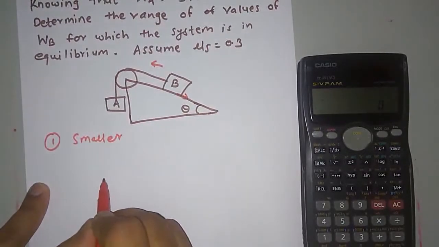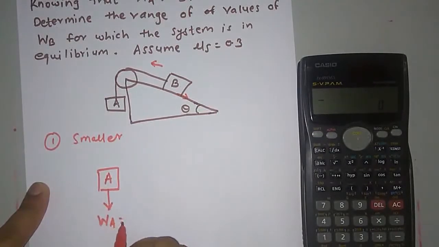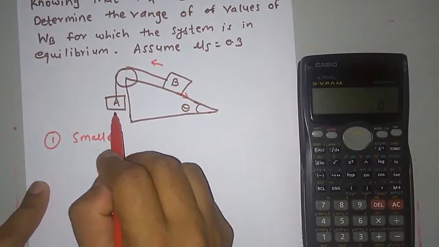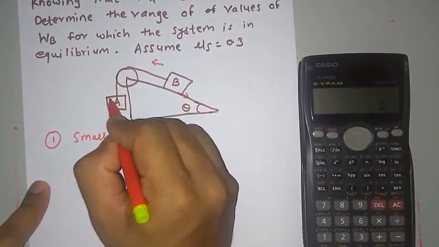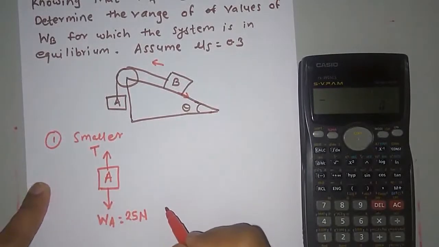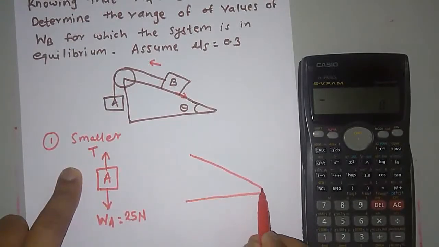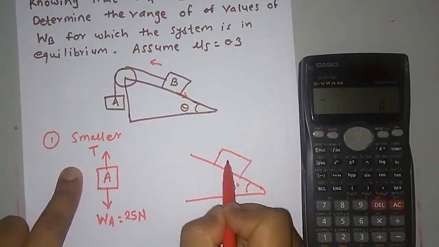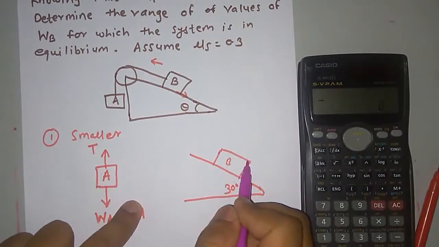Now consider block A. Its weight acts downward, that is WA, which is given 25 Newton. If you see this block A, it is in the air, not resting on any surface, so there will not be any normal reaction. Only tension, because the wire is attached, so tension will develop in this rope, denoted by T. Now coming to the inclined plane, this theta angle is 30 degrees. Here is block B. As we are considering this value smaller, it will try to move in this direction.